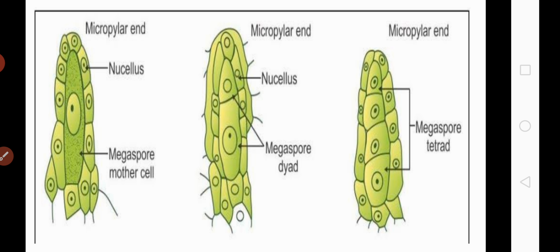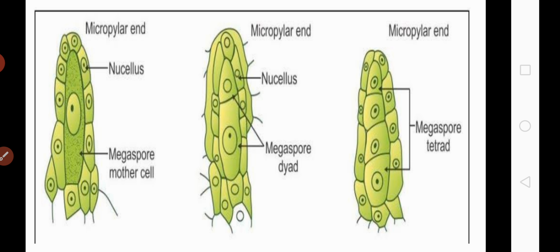So later on what happens? Any cell of the nucellus at the micropylar region becomes enlarged and gets converted into the megaspore mother cell. Am I clear? So during the developmental stages, any cell of the nucellus at the micropylar region becomes enlarged in size and gets converted into the megaspore mother cell.